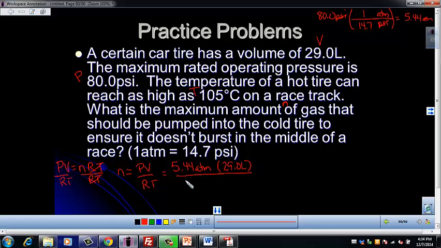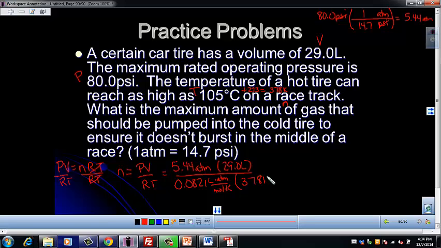For the universal gas constant, look at the ones on your front page and pick the appropriate one. Hopefully you chose 0.0821 liter atmospheres over mole K. That's a heck of a unit, isn't it? And then we're going to put in our temperature. Remember that with our temperature, we're going to add 273 for all of our gas law problems, and that's going to give us 378 K.